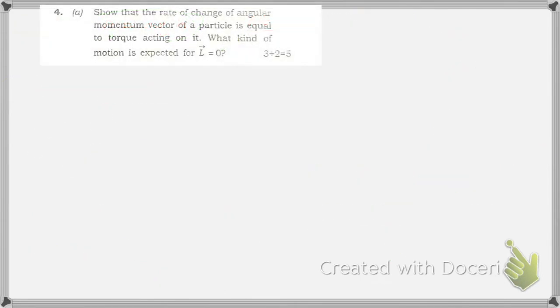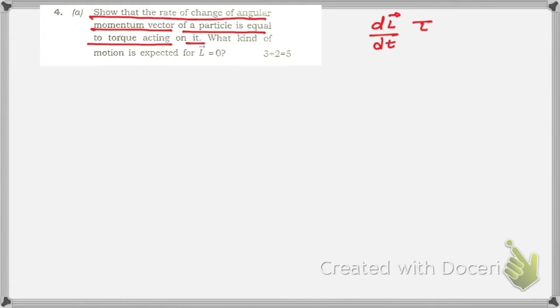Now this is question number 4. We need to show that the rate of change of the angular momentum vector of a particle is equal to the torque acting on it. That is, the rate of change of angular momentum dL by dt is equal to the torque acting on it. It is also asked for what kind of motion the angular momentum will be 0. So that is asked here.